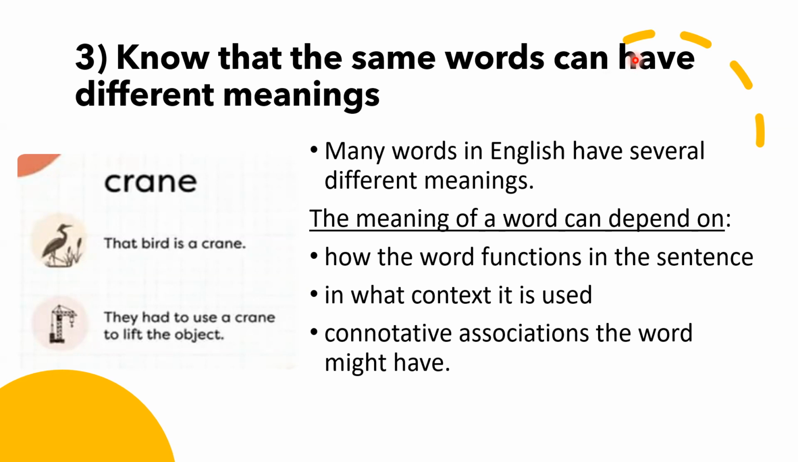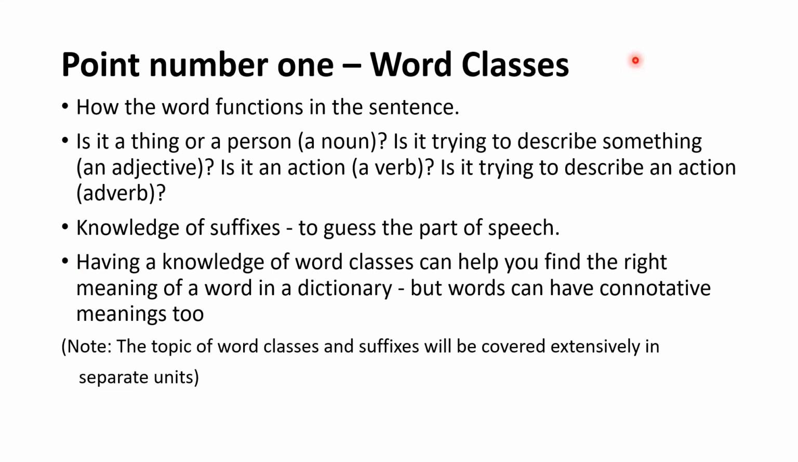So let us try to understand this in two points. Point number 1, word classes: how the word functions in a sentence. In order to fully understand the meaning of a word, you need to know how it functions in the sentence. You must have heard about parts of speech, right? Noun, pronoun, adjective. This is what I want you to learn. We will look at word classes later on in this course. There will be a separate unit, a separate video on it. In order to fully understand the meaning of a word, you need to know how it functions in the sentence.